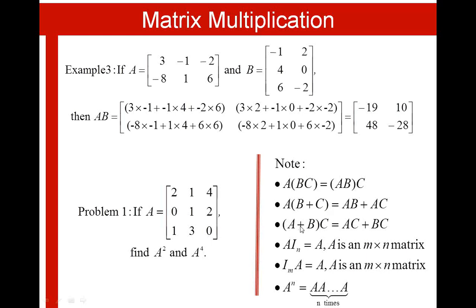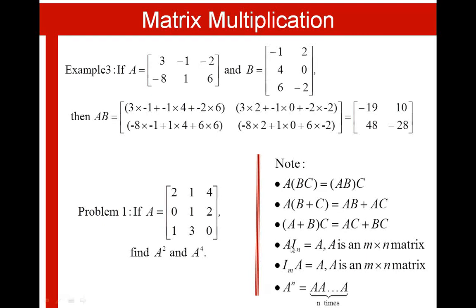Same thing is happening here. (A plus B) times C: we multiply C from the right hand side, so it becomes AC plus BC. Therefore, we notice here that in matrix multiplication, the order is important. In other words, if I say A times B, it does not necessarily mean that it's equal to B times A. Therefore, A times B does not necessarily equal B times A.